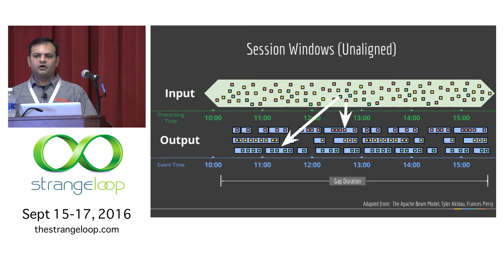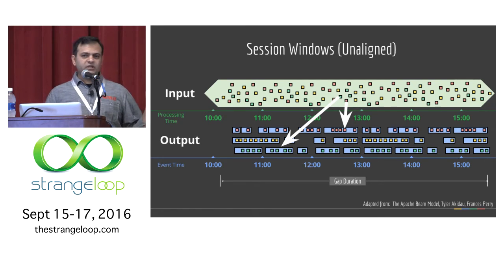This is the example of unaligned windows, the session windows. As you can see, between the first 10 to 11 o'clock, the events that are in our input stream are actually being grouped into multiple session windows. So it's not symmetric, it's not aligned with the input. That's why it's called unaligned windows. And you'll hear this in different literature, so it's good to keep in mind when you hear these terms.